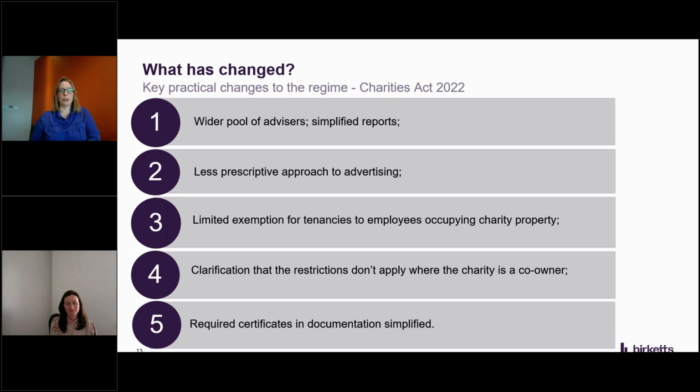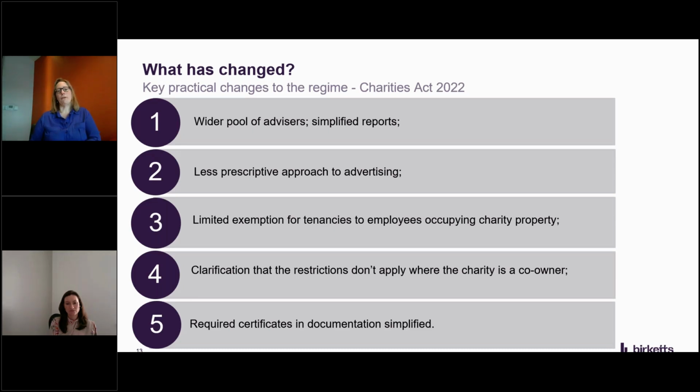Number 4, clarification about what happens where the charity is a co-owner, which is unusual, but we do see that sometimes, for example, in legacy cases where land is left to a charity where they're jointly owning with another party. So we have in black and white in the Act that Charities Act restrictions do not apply in that case. The idea being that they should only apply where the charity holds the land itself and is making that decision in respect of its own land.